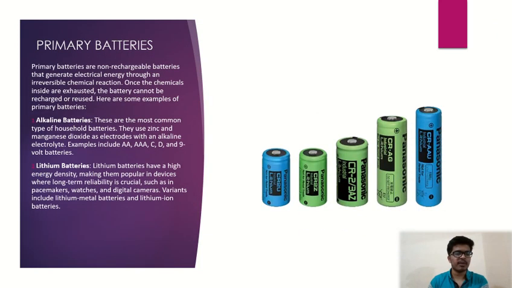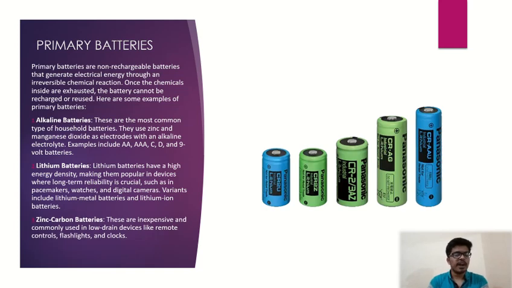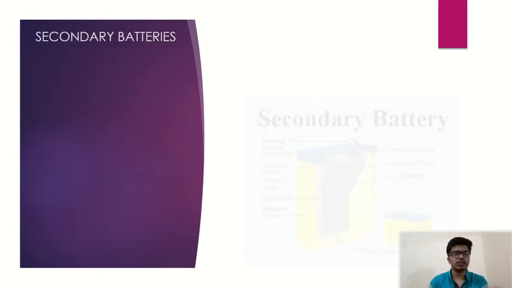First, let's understand what are primary batteries. They are non-rechargeable batteries that generate electrical energy through an irreversible chemical reaction. Once the chemicals inside are exhausted, the battery cannot be recharged or reused. Here are some examples of primary batteries: alkaline batteries, lithium batteries, and zinc carbon batteries. Zinc carbon batteries are inexpensive and commonly used in low drain devices like remote controls, flashlights, and clocks.